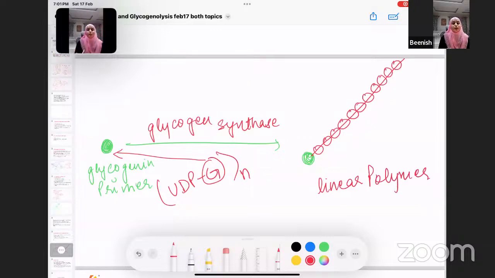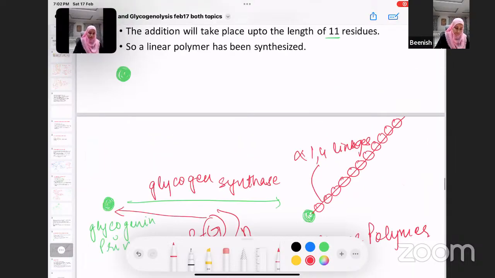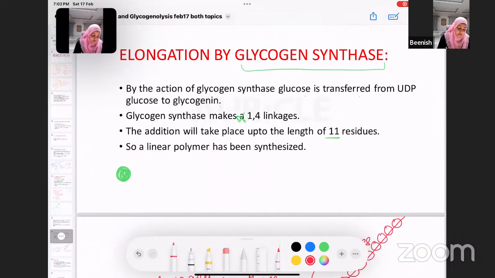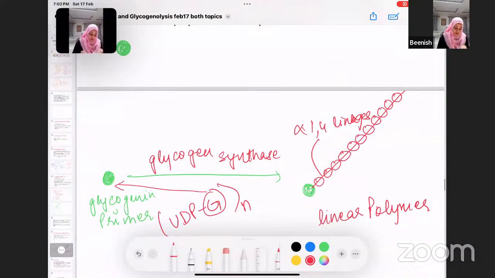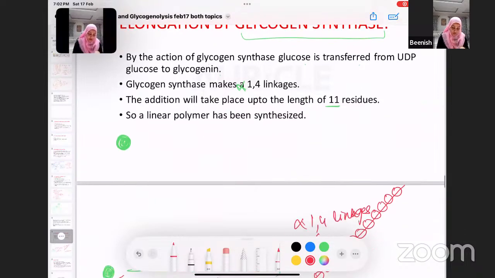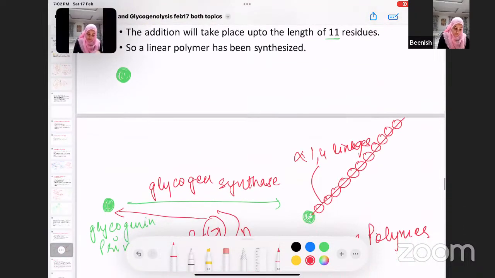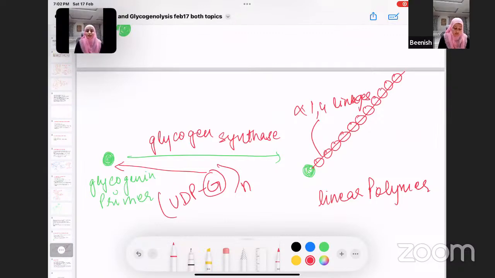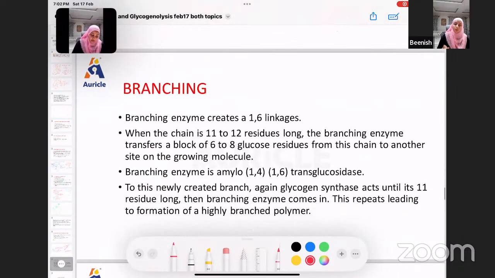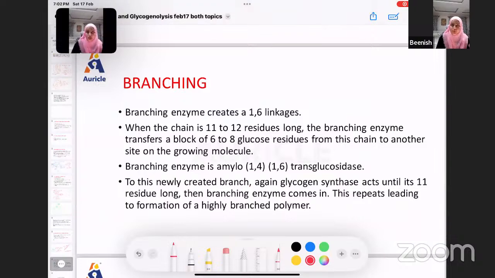But this linear polymer is not glycogen, because glycogen is branched. This is linear, and glycogen synthase is able to make only alpha 1,4 linkages. So these linkages here are alpha 1,4 linkages. And this is exactly what we just read: by the action of glycogen synthase, glucose is transferred to the glycogenin primer up to the length of 11 residues, making alpha 1,4 linkages, and a linear polymer has been synthesized. But as I said, glycogen is branched, so we need to make branches.